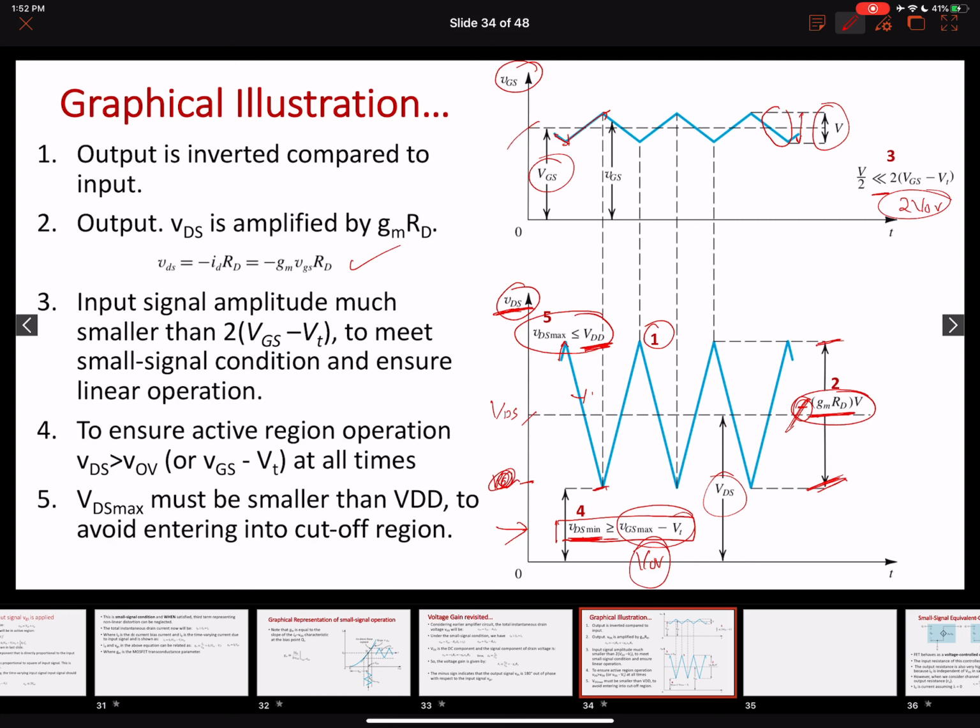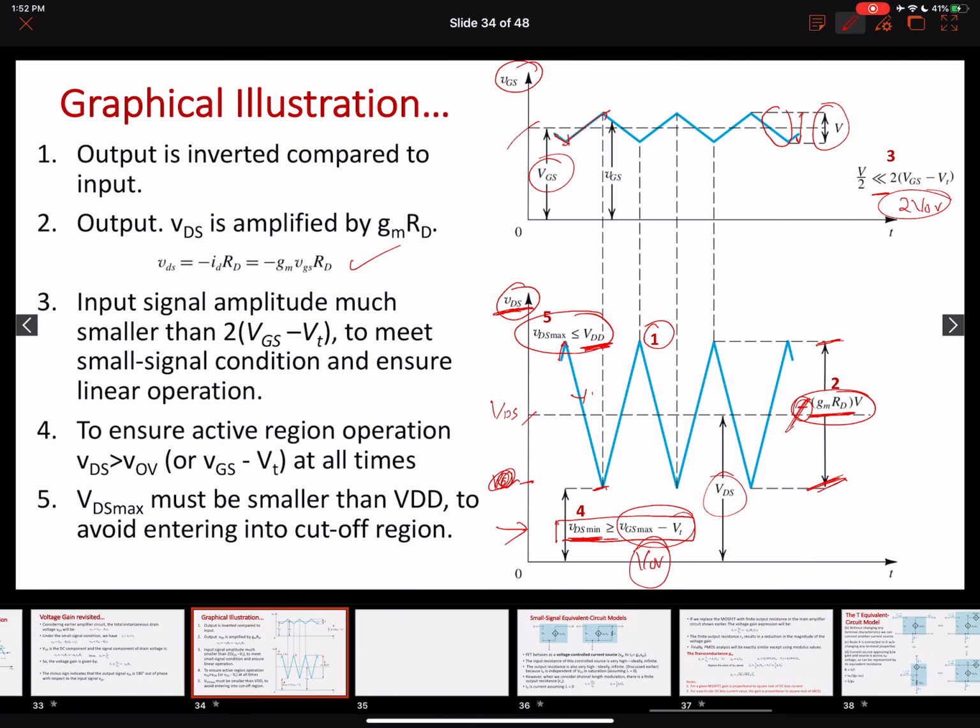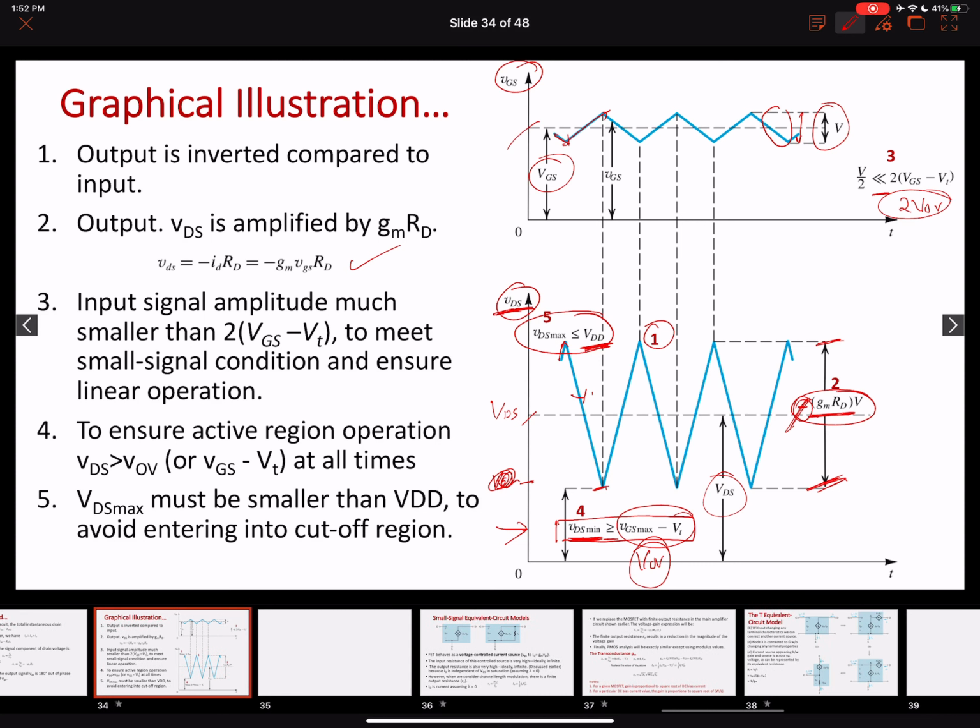Okay, so this is a summary slide representing in a very graphical way all the important concepts that we talked about. Now we are going to move towards developing some equivalent circuit models, and that is an important topic because we are going to use these equivalent circuit model representations in our next lecture, where we're going to talk about different amplifier configurations.